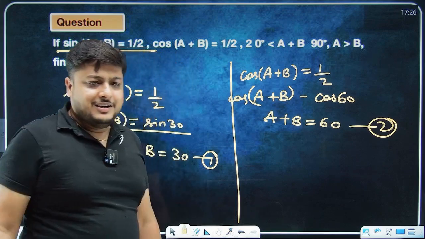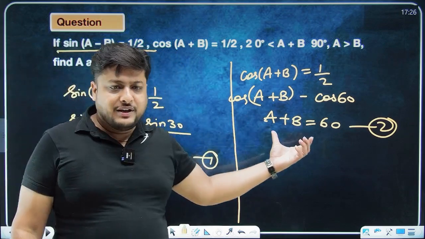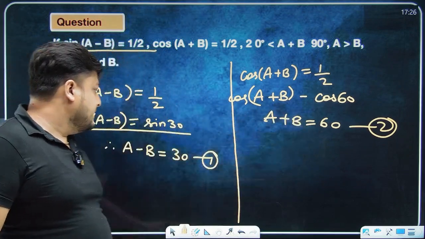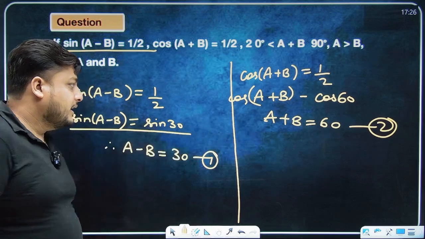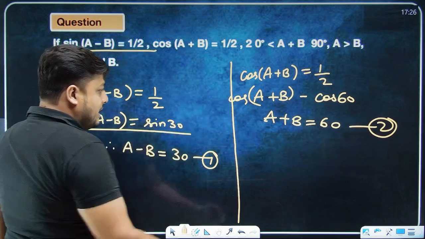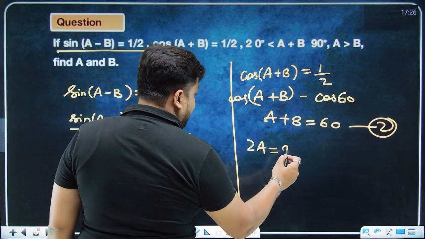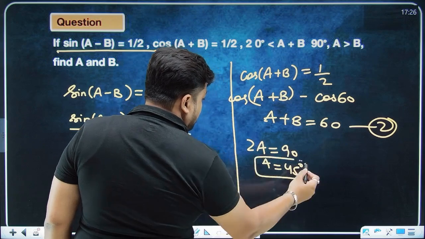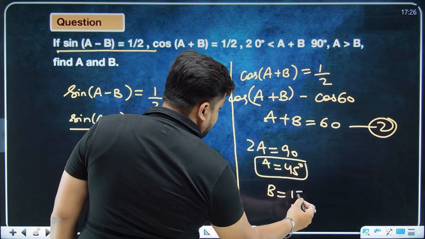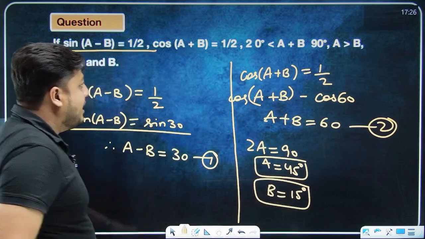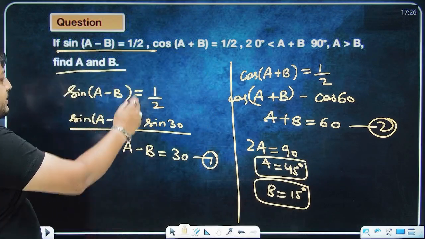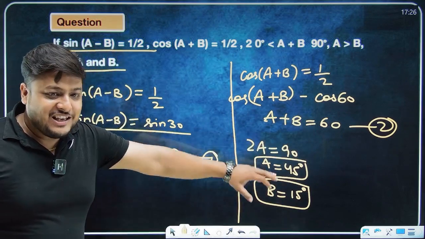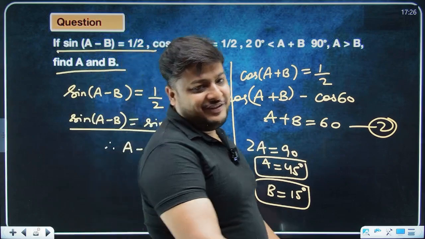So you have learned to solve the equations in class 9 also, in class 10 also. When a plus b is 60 degree and a minus b is 30 degree, we can add both the equations. We will get 2a equals 90 degree. That means a is 45 degree. So obviously b is 15 degree. So in the question you have to find out the values of A and B only. So A is 45 degree and B is 15 degree.